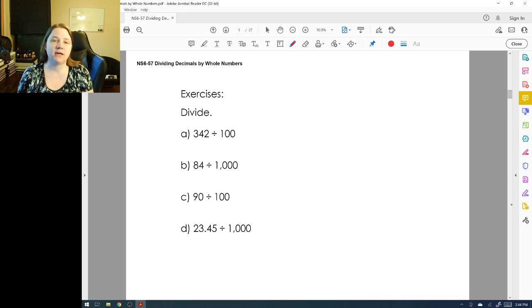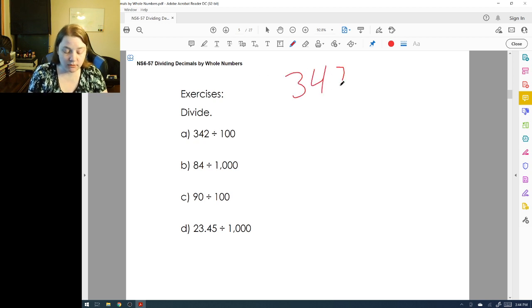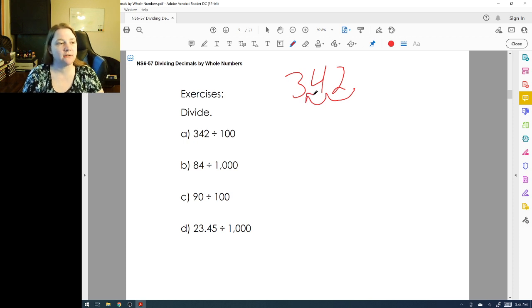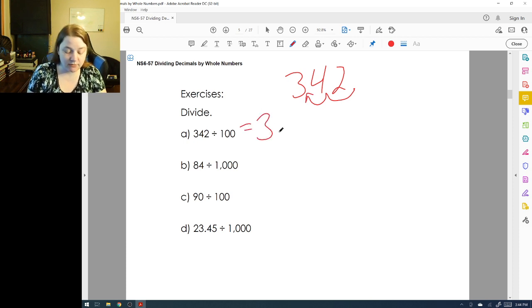For the number 342 divided by 100, I'm going to move the decimal one space to the left for every 0 I have. So if I have 100, that's 2 zeros. So I'm going to take the number 342, and the decimal is at the end, like a period in a sentence, and I'm going to shift this 2 spots to the left. So I have an answer of 3 42/100.